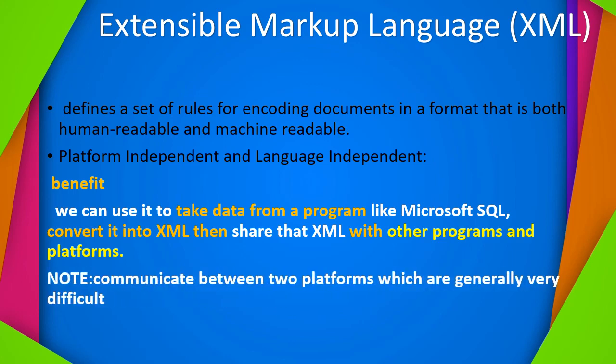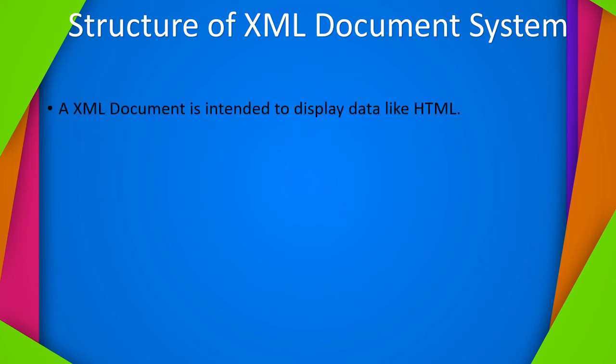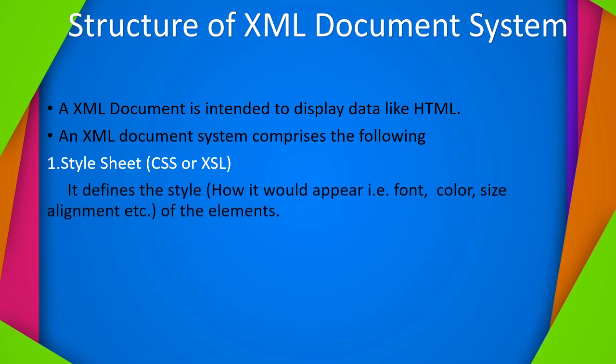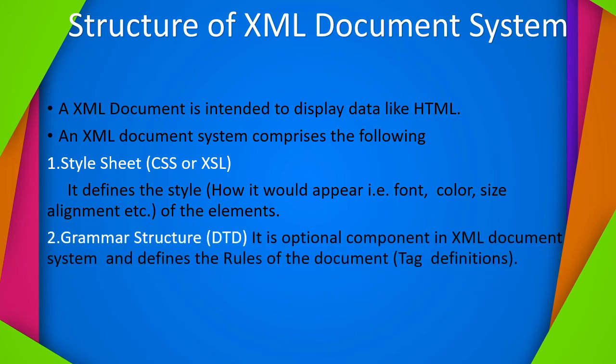So these are the main advantages of extensible markup language. The structure in HTML is the HTML head, next the body, and XML also has a structure. Three things are involved: a style sheet, to define the content, color, size, everything, and grammar, which is an optional one. It's just to define the rules for that document.